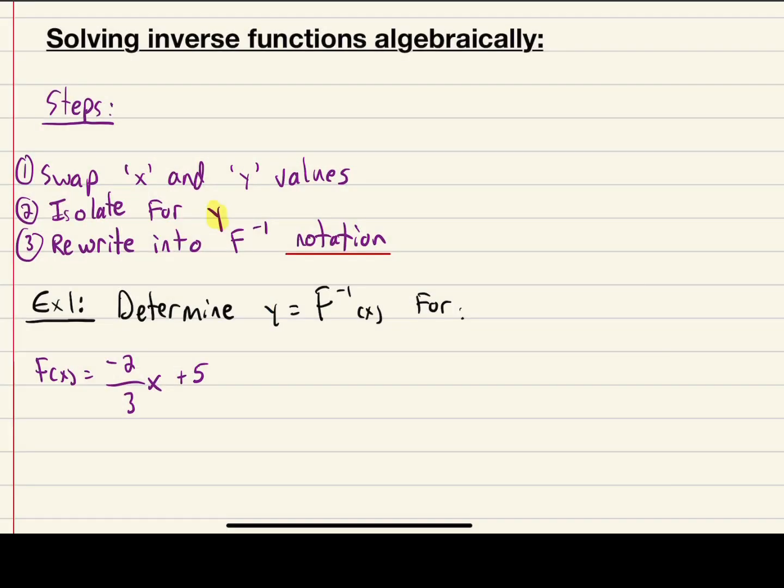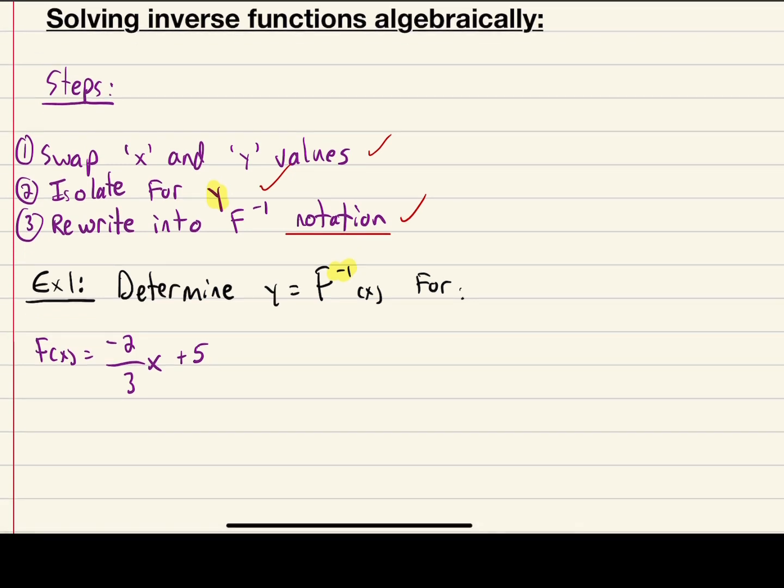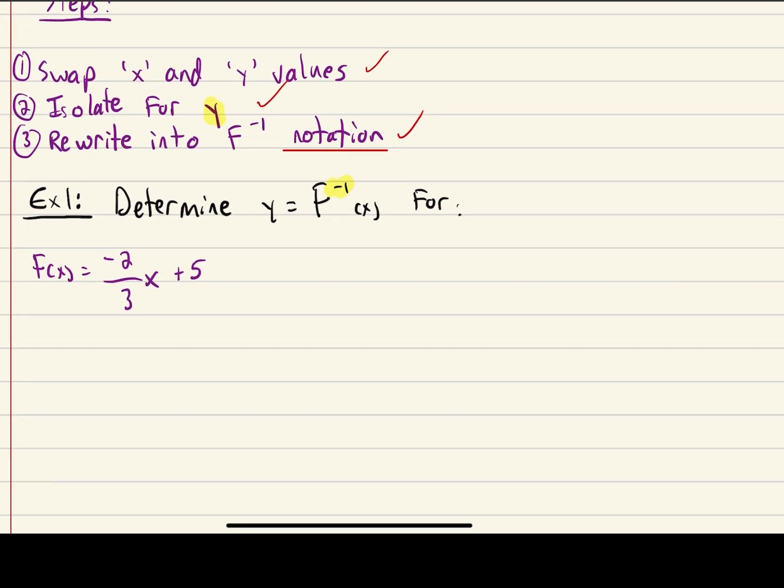If we're going to solve for an inverse function algebraically, here are the steps we need to follow. The first thing you're going to do is swap all the x and y values. Once you do that, you're going to isolate for y, and then whatever y equals, you're going to rewrite that into f to the negative 1 notation. So using these steps, let's determine the inverse function f to the negative 1 at x for f at x is equal to negative 2 over 3x plus 5.